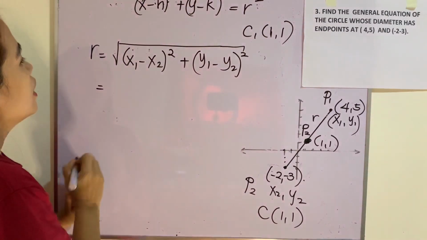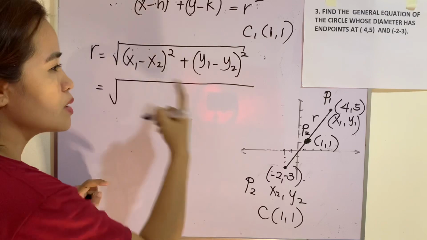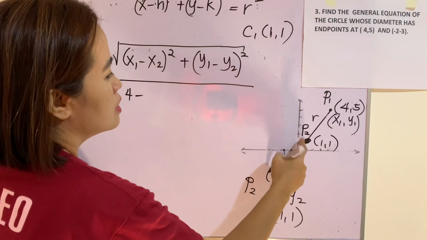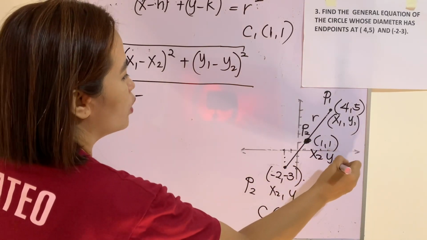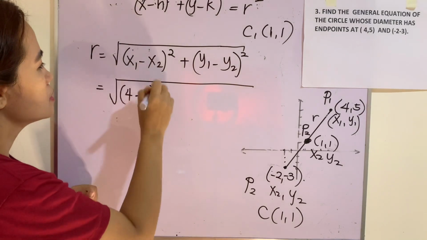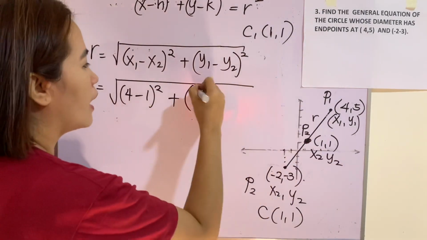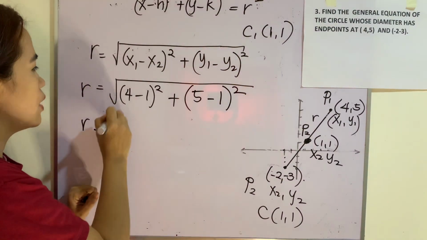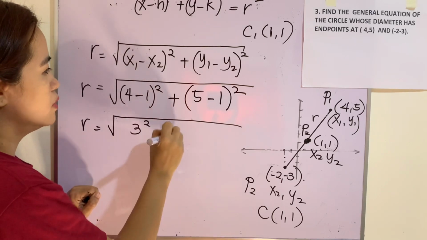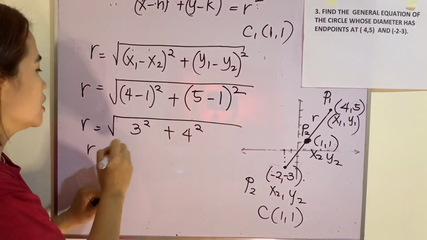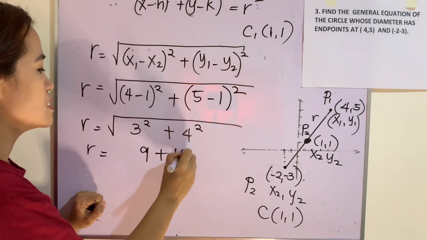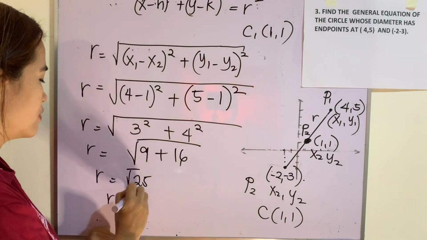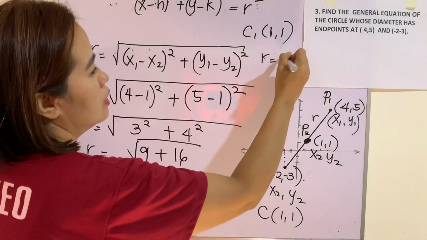So this is equal now to the square root of x sub 1 here is 4 minus, we will be using this as x sub 2 now, 1, squared plus 5 minus 1 squared. So r now, or the radius now, is equal to 3 squared plus 4 squared. And we know that 3 squared is 9 and 4 squared is 16. And square root of 25 is, of course, 5. So we have now the r, which is 5.